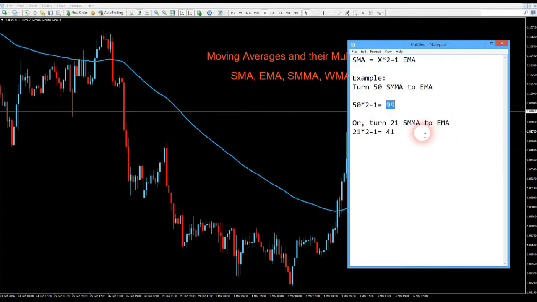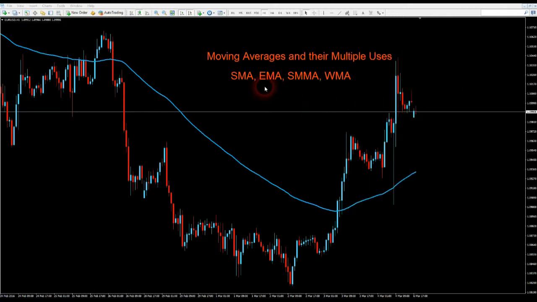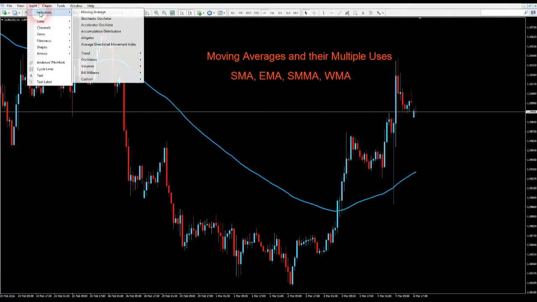I hope you understand what this means. It means that you can just neglect the SMMA and just use the EMA like every other trader does, because they're basically the same thing. All you need to do is take it times 2 and then subtract one period, and you will get the same thing with an EMA. So that makes it useless. Now let's move on to the other ones.